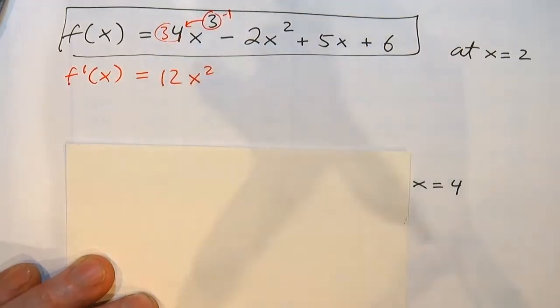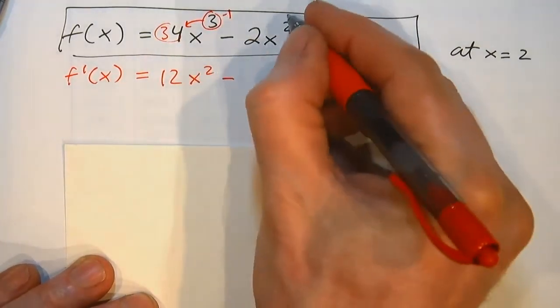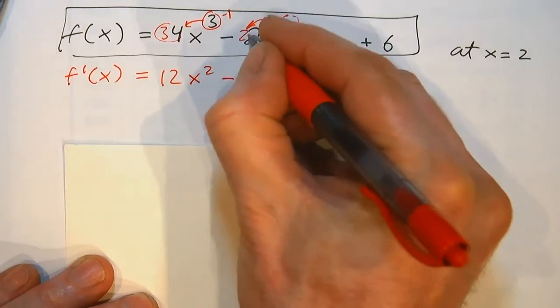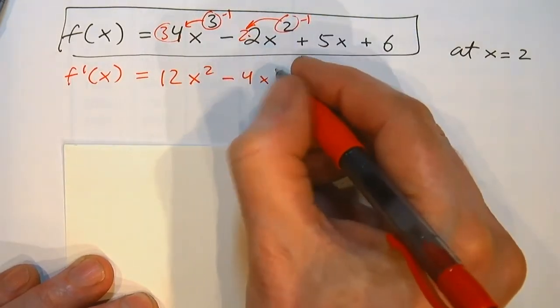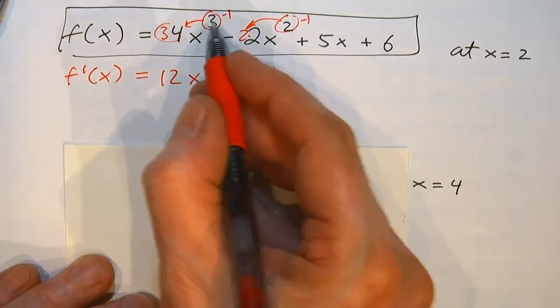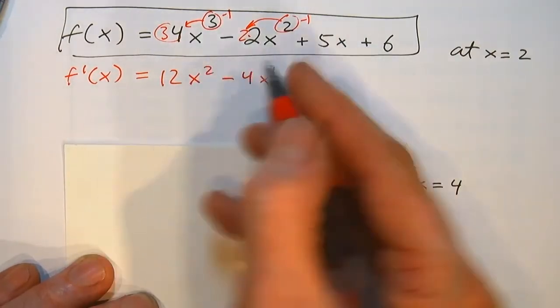3 take off 1, 2. Do it again. Take this to the front. Oh, we already got a number. 2 times 2 is 4. Take off 1. 2 take off 1 is 1. In fact, instead of going 3, 2, 1, you're just going to go 2, 1.